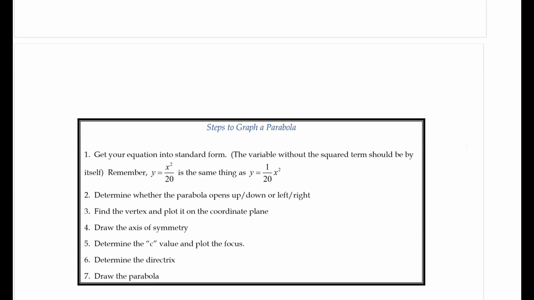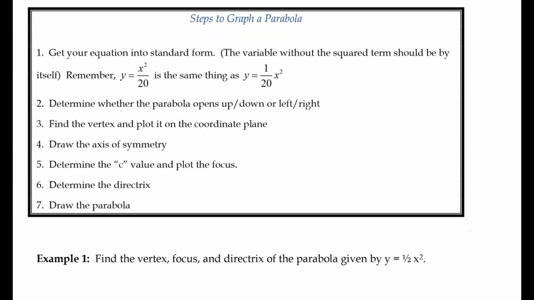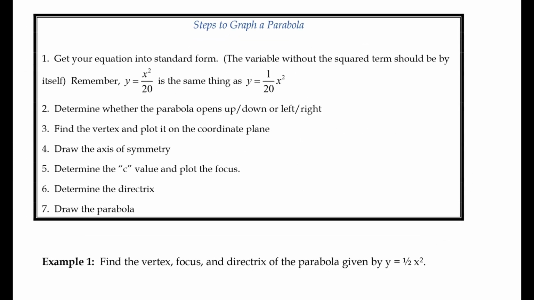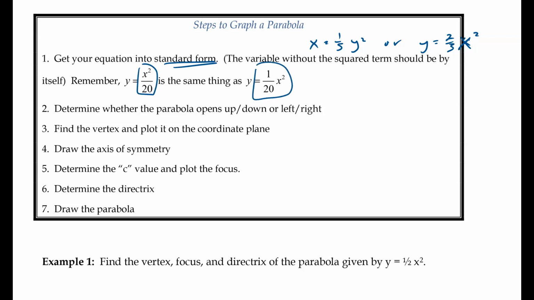All right, so my friends, here we go. What are the steps of how to graph a parabola? First of all, you have to get your equation in standard form. That's either going to be like x equals 1/5 y squared, or y equals, say, 2/3 x squared, something in that manner. A few things you need to remember: fractions are going to be really huge. If you divide by something, it's the same thing as multiplying by its reciprocal, so that way we can find c easier.